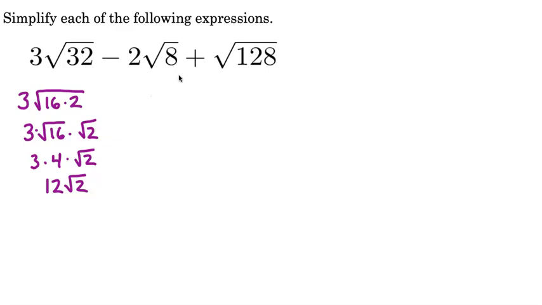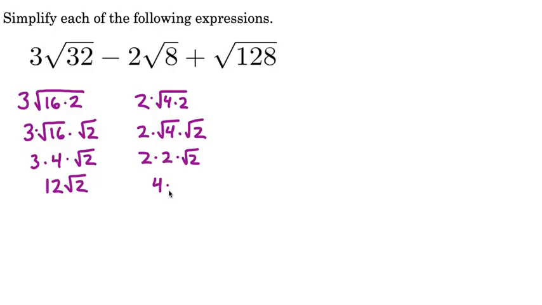Next, we have square root of 8. So half of 8 is 4. 4 is a perfect square. So we have 2 times the square root of 4 times 2. 2 times the square root of 4 times the square root of 2. 2 times 2 times the square root of 2. So 4 square root of 2, and I'll put the minus sign between those two terms again.